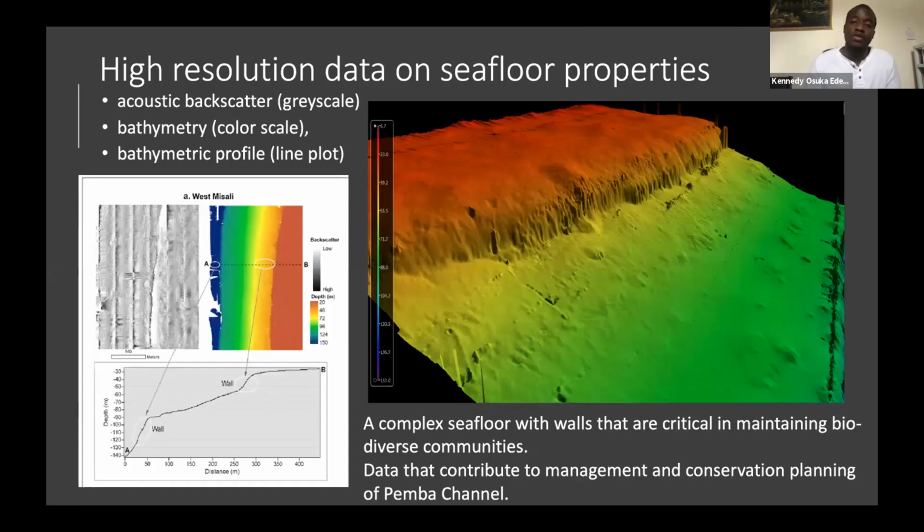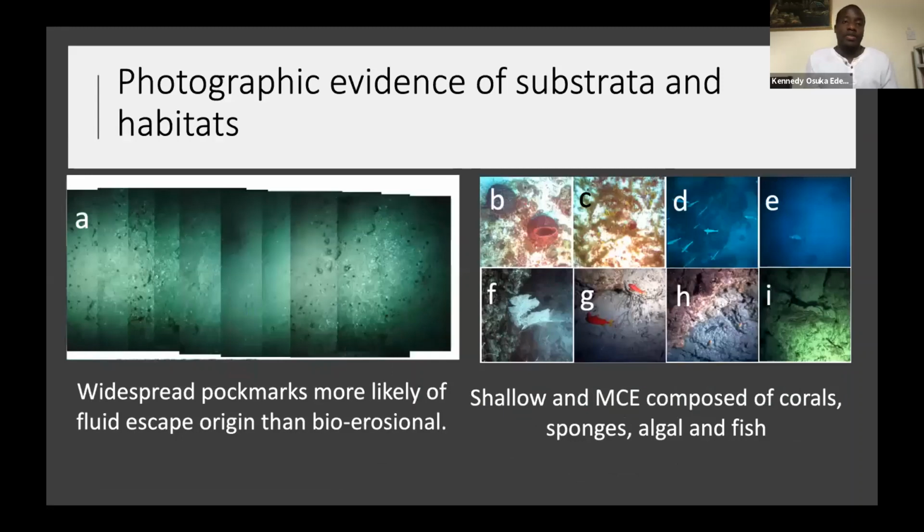For instance, in this case, we noticed that where there were these submarine walls is where you found high biodiversity of benthic communities. So in essence, the AUVs are essential for bringing out the important areas that need conservation. The other thing is that they provide photographic evidence of the substrata and habitats.